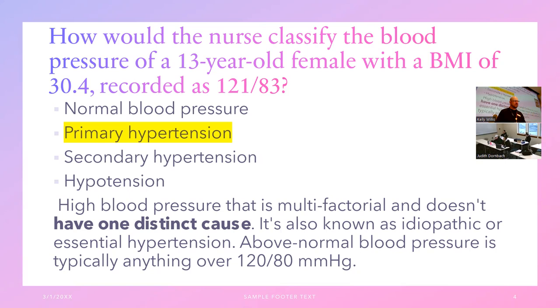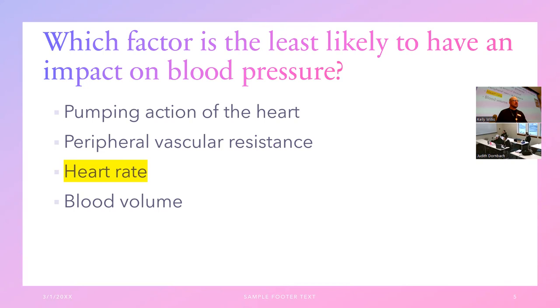I think we have one or two more. Which factor is least likely to have an impact on blood pressure? And that would be the heart rate. The heart rate has some impact on blood pressure, depends on how fast, but not as much as pumping action of the heart. So if the pumping or the contraction is a little bit low or quite a bit low, that's going to affect the blood pressure, bringing it too low. Or if they're on some stimulant, contracting quite a bit, that's going to raise blood pressure. Peripheral vascular disease or resistance, that's where all of the blood vessels are kind of clamped down, raising blood pressure. And blood volume. So too much blood volume, higher blood pressure, bleeding or dehydration, low blood volume can cause low blood pressure.